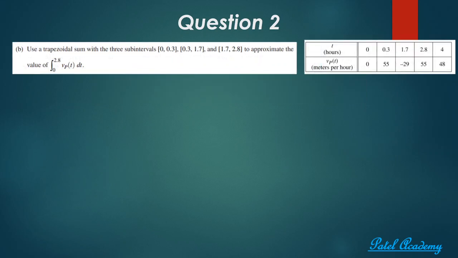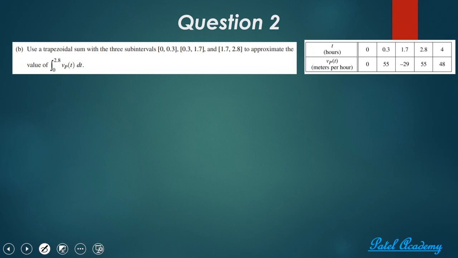Alright, so moving on to part B. It says use a trapezoidal sum with 3 subintervals to approximate the integral from 0 to 2.8. Now in this case I have copied the table again so that we can use the exact values. On the actual AP exam, it's going to be directly above the question, on that same page, so you will be able to refer to it again and again.